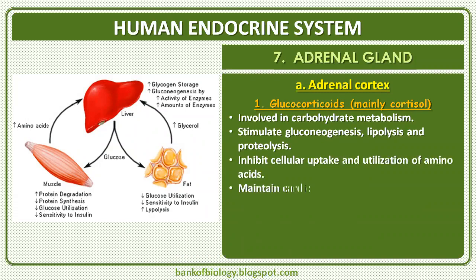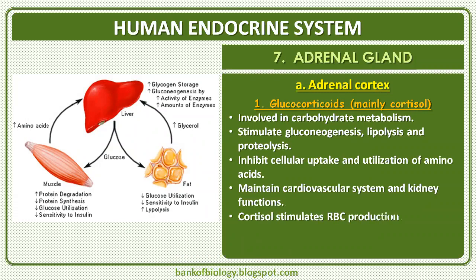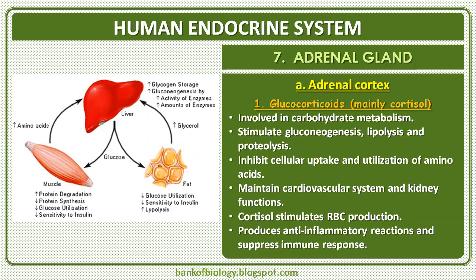Glucocorticoids, mainly cortisol, cortisone, and corticosterone, are a group of hormones present here. The one hormone we are talking about is mainly cortisol. Glucocorticoid is not a single hormone, it's actually a group, involved in carbohydrate metabolism, and they stimulate gluconeogenesis, that means formation of glucose from other substances like lipids. Lipolysis and proteolysis, immunolysis. Lysis means destruction.